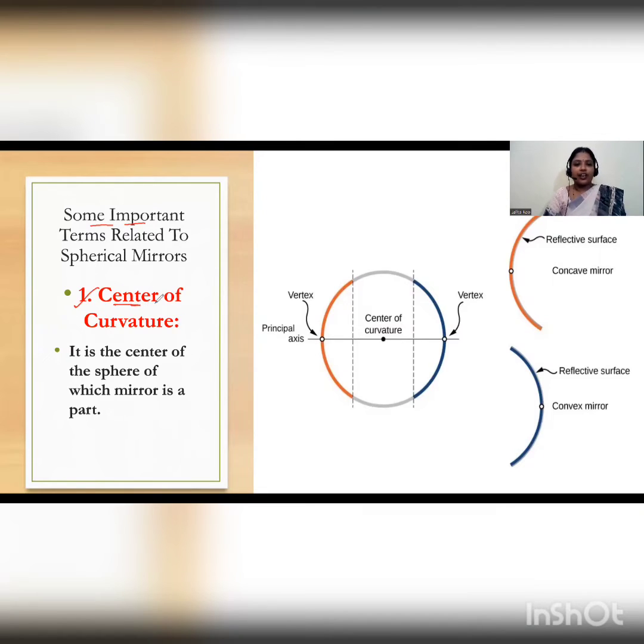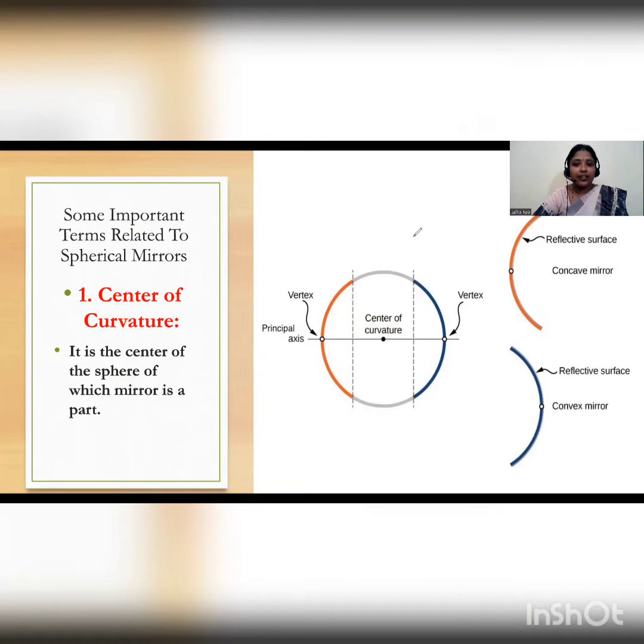First is the center of curvature. As you know, if this is a hollow sphere, a ball or any sphere, every sphere has its center. In the same way, the center of curvature will be the center of the sphere of which the mirror is a part. We know that a mirror is a part of some sphere, so the center of that particular sphere is known as the center of curvature. If this is the sphere, and you cut it to make two spherical mirrors out of it, then the center of this sphere is known as the center of curvature.